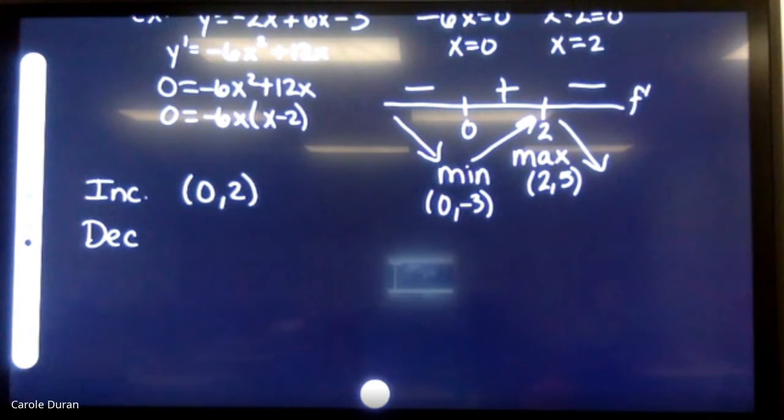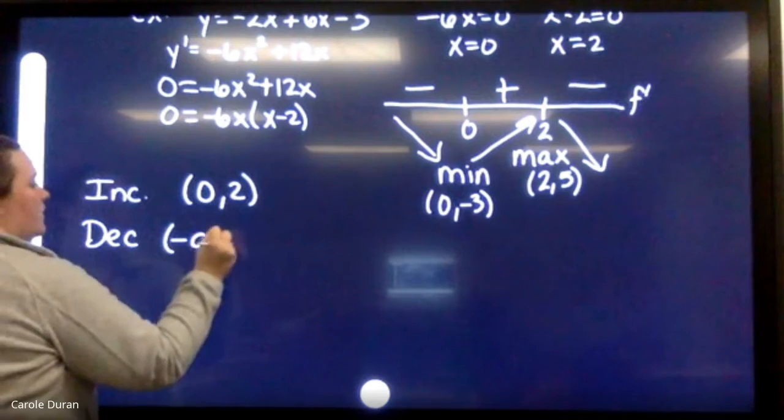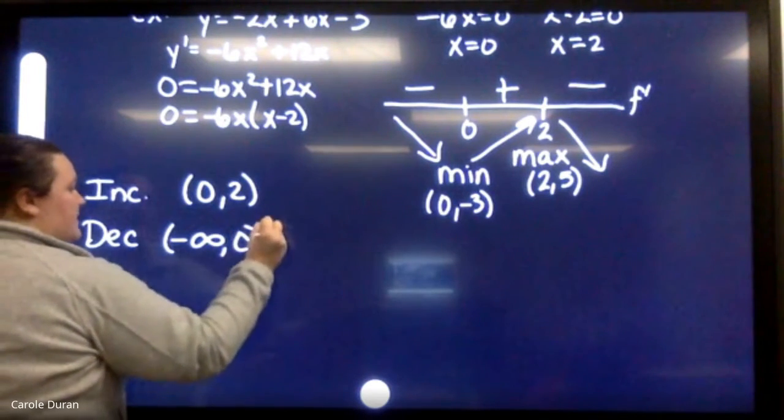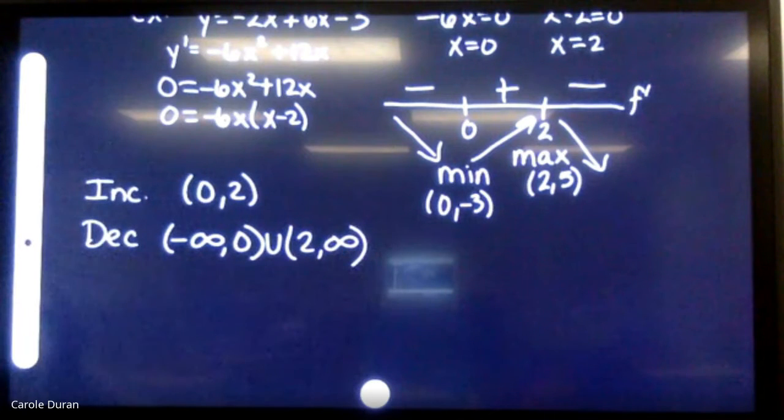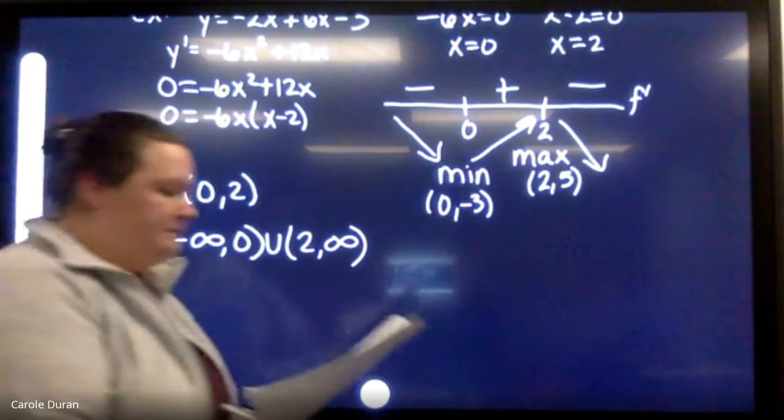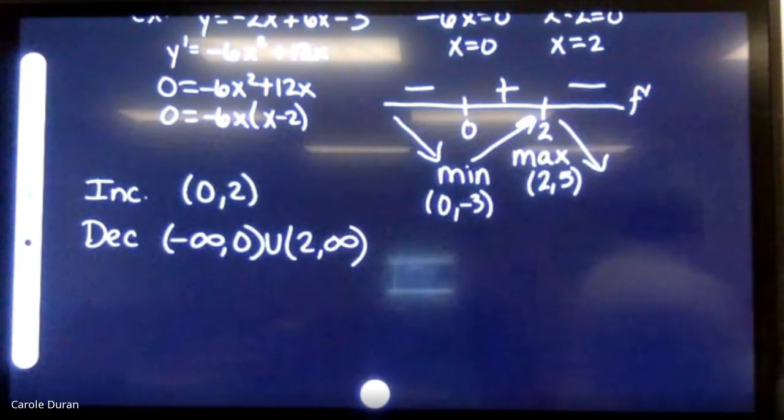When I have both of those, I connect them with a union: negative infinity to 0, union, 2 to infinity. So we always use interval notation to identify where we're increasing and where we're decreasing. We use parentheses because I know at the 0 and at the 2, I'm technically not moving at all. I only care about in between them. The only time I would use a hard bracket is if I had an endpoint that I was including.